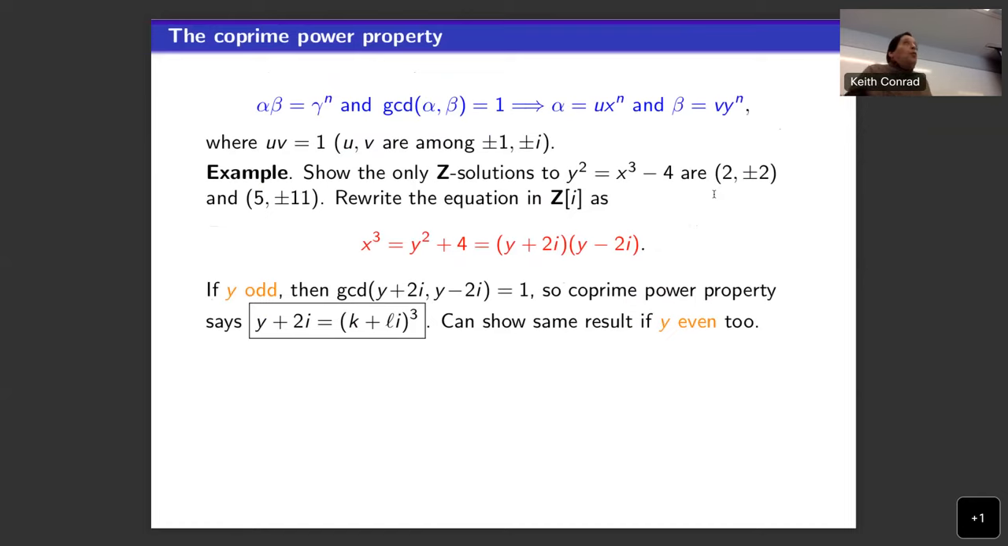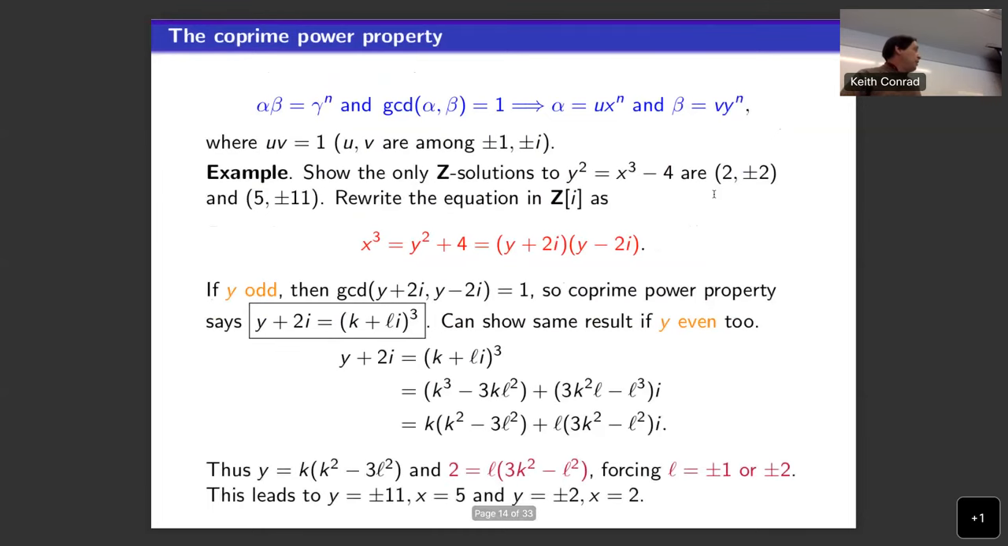So we don't know what k and l are. There just must be another element in Z bracket i that cubes to y plus 2i. So if we equate the real and imaginary parts of (k plus li) cubed, then we find formulas for y and formulas for 2, but that formula for 2 has an overall outside factor of l, which means l is restricted to plus or minus 1 or plus or minus 2. And so then you can feed that back in to see if you can solve for k as an integer, and it turns out sometimes you can and sometimes you can't. And when you can, you discover the solutions that we were looking for.